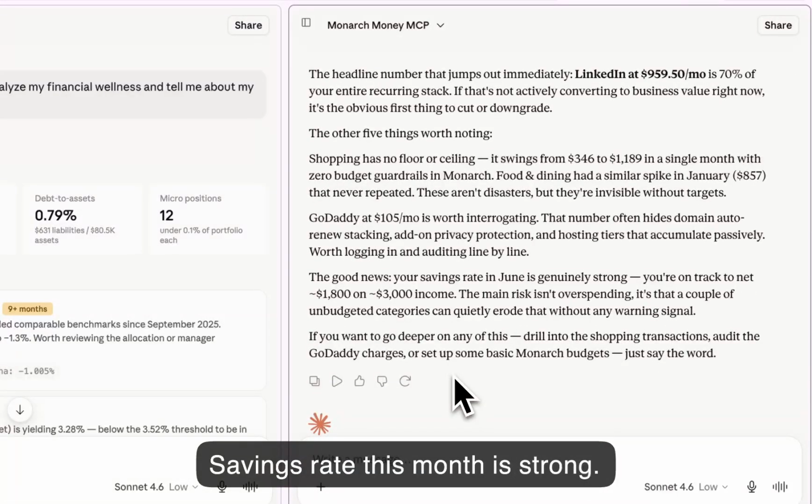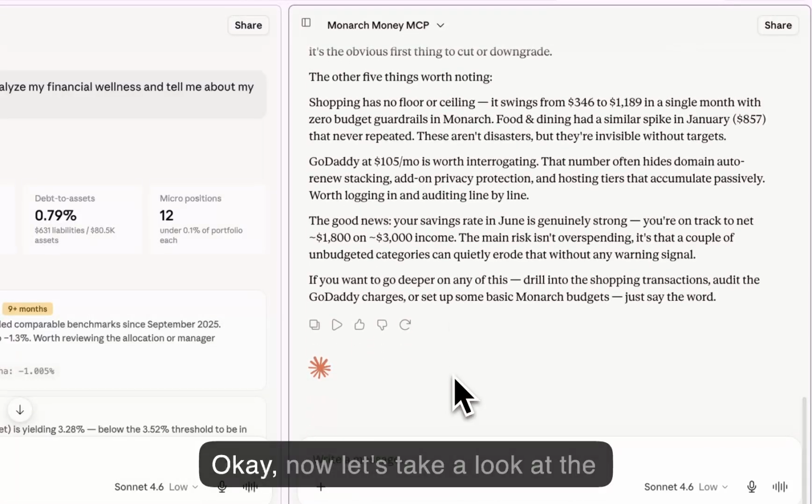Savings rate this month is strong. Risk is that a couple of unbudgeted categories can quietly erode that without any warning signal. It's clear that Monarch knows exactly where your money is going.